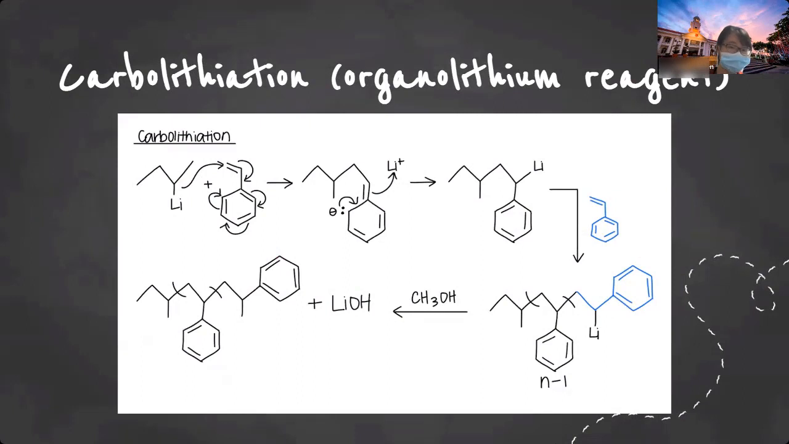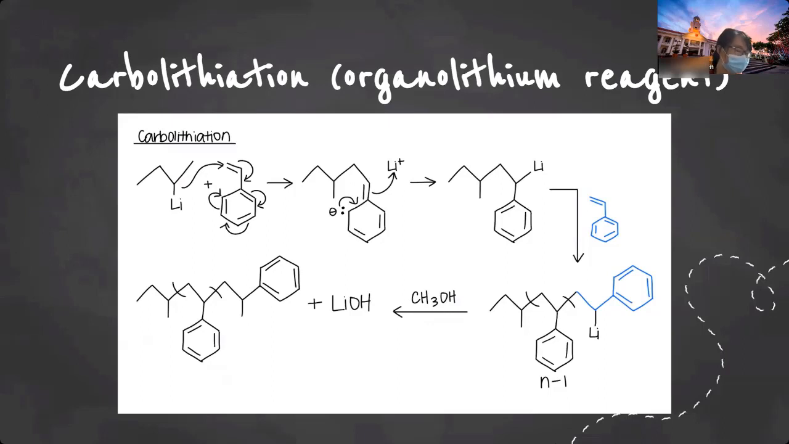So the next reaction is specific to organolithium reagents. This reaction is called carbolithiation, which is the addition of an organolithium reagent across a CC double bond to generate a new organolithium species. Just a disclaimer, we couldn't find a mechanism for this reaction online, so we proposed one with reference to the mechanism called anionic polymerization, which is what is proposed by online sources.